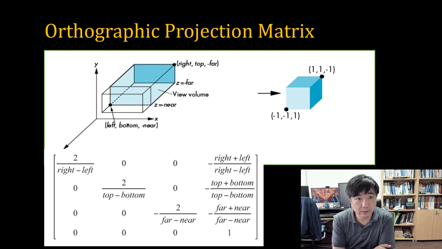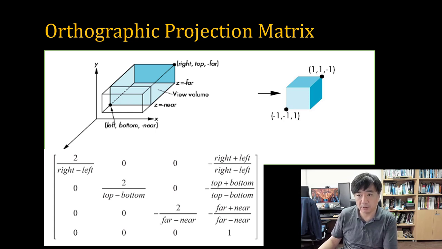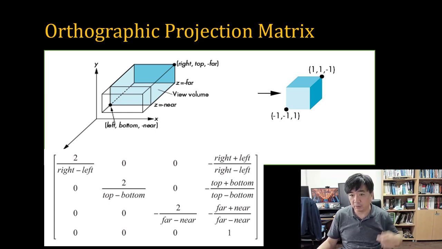The projective matrix, projective transformation. There are two kinds of transformation. The first is orthographic, the parallel projection, and the second is perspective transformation. In the case of orthographic parallel projection, we can define the viewing volume. The viewing volume can be box shaped, and we can set the left bottom near corner and the right top far corner, and then set the far value.